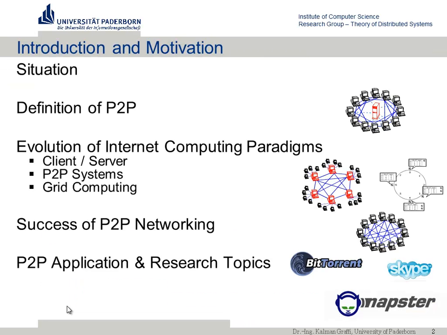So this slide set will cover the current situation of peer-to-peer and the definition of it. And then I will talk about some computing paradigms over the previous decades, from client-server to peer-to-peer systems, and now grid and also cloud computing, and show you some numbers proving the success of peer-to-peer networking. We'll also highlight a bit the peer-to-peer application and research topics.